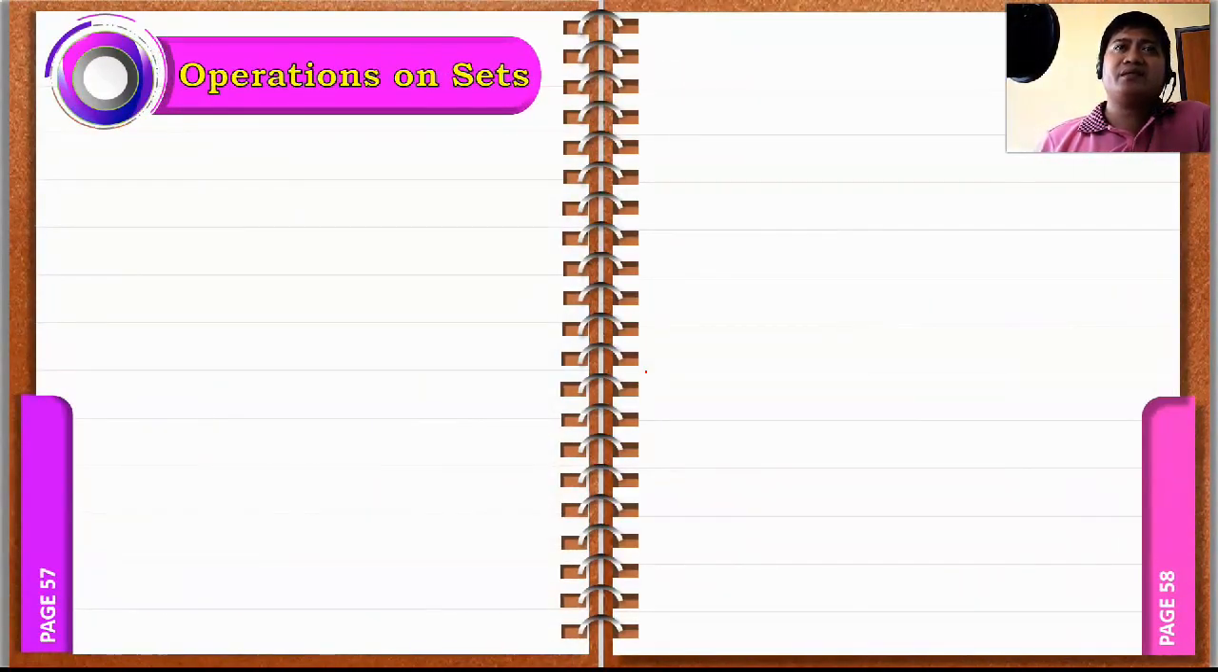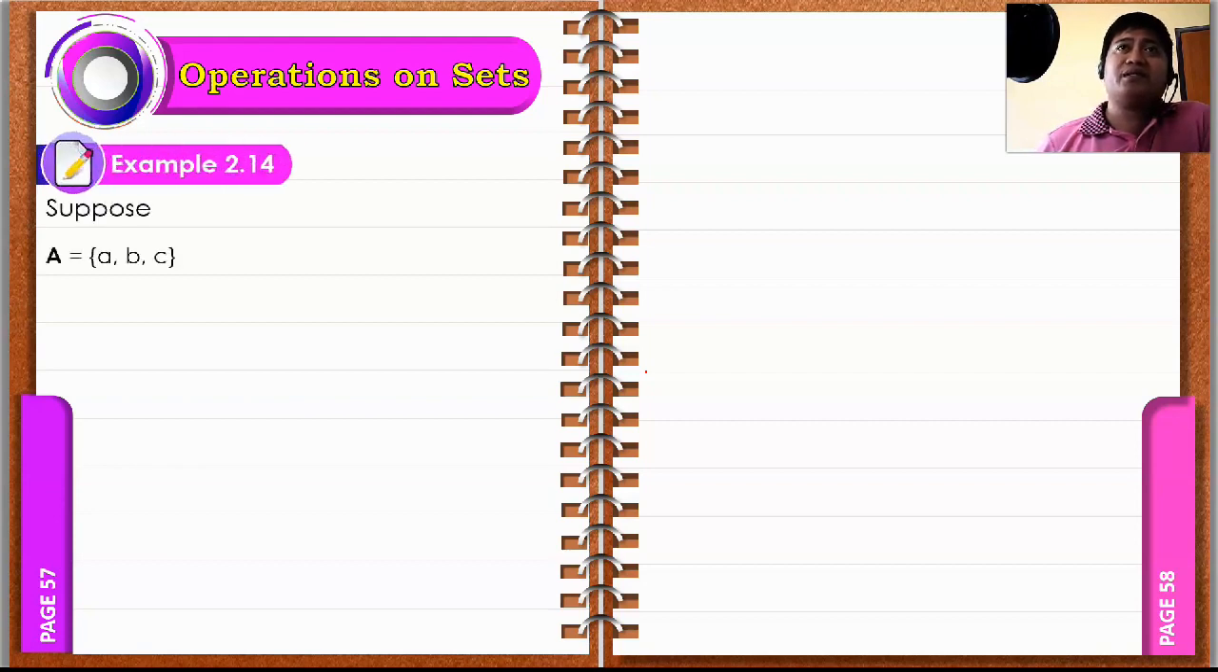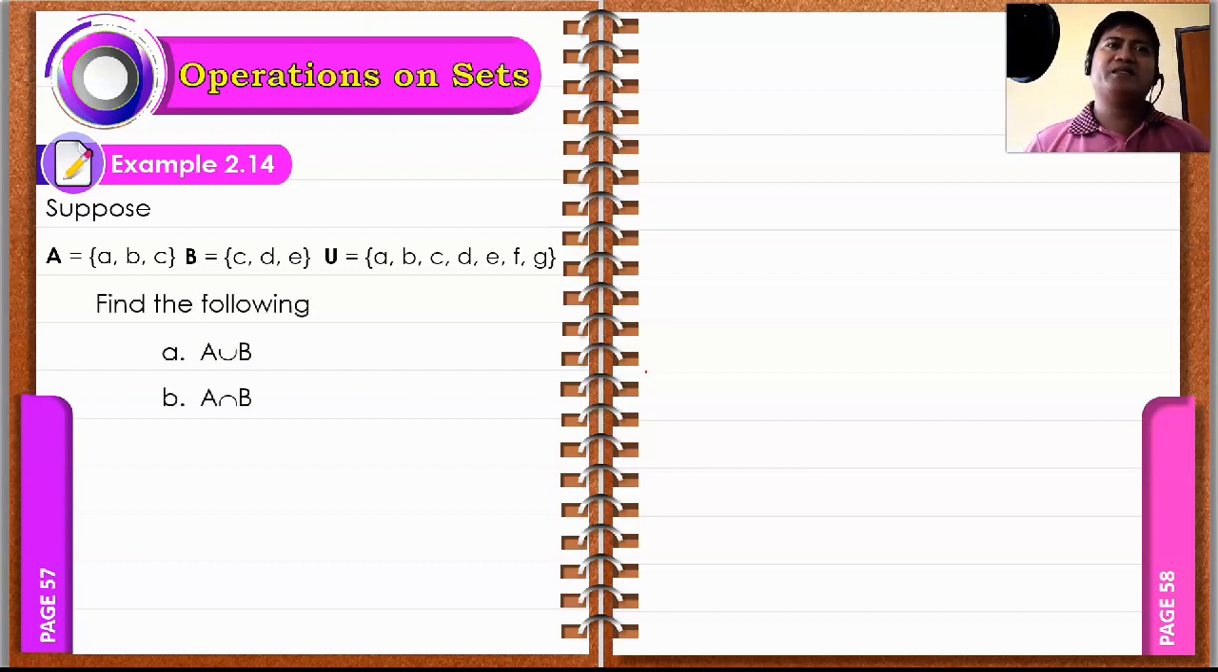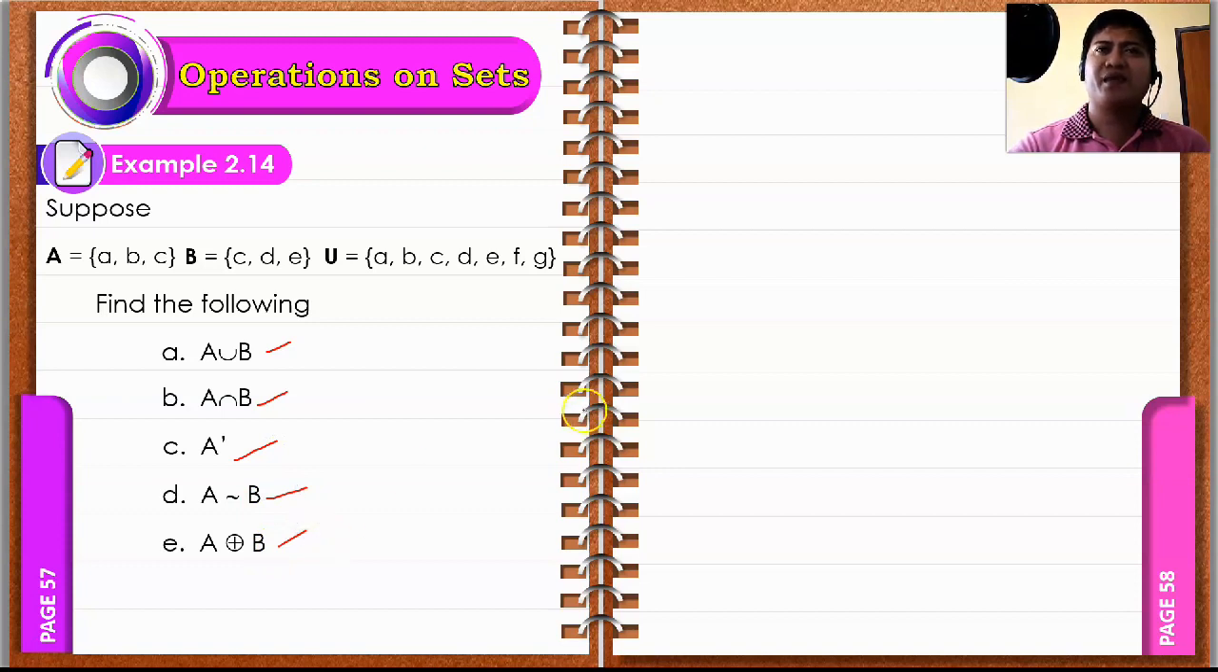So let's have this example on some operations on sets. Suppose we have set A equal to the set with A, B, C, set B with C, D, E, and the universal set with elements A, B, C, D, E, F, and G. So we need to find the following: A union B, A intersection B, A complement, the difference of A and B, and the symmetric difference of A and B.